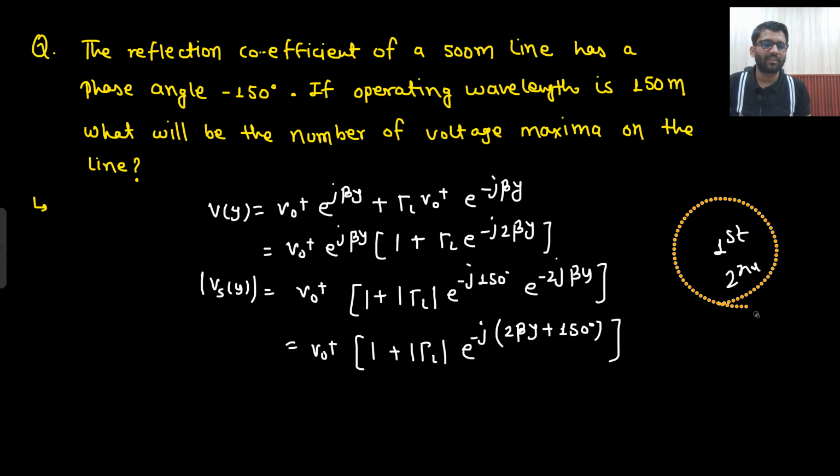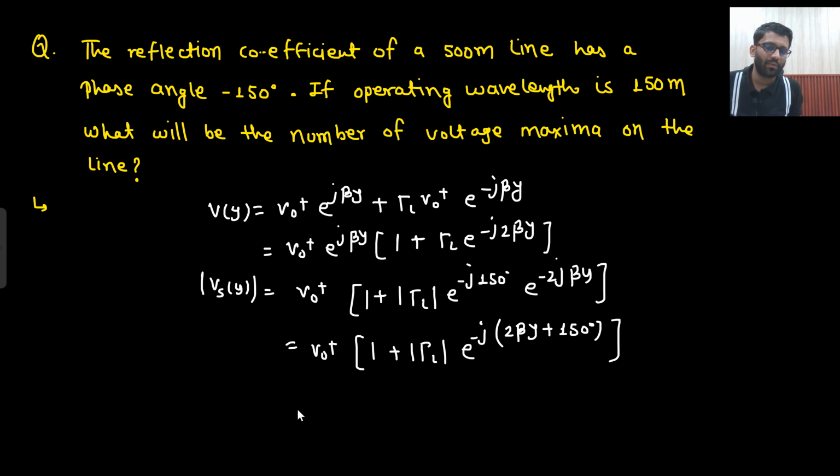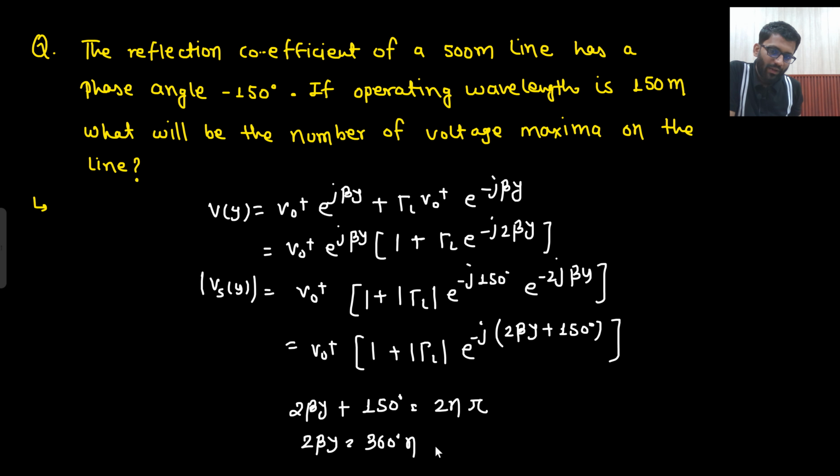So what will be my first voltage maxima? For that, I need 2 beta y plus 150 degree to be equal to 2n pi. n equals 0 will not be accepted. From here I can see it, because 2 beta y is equal to 2n pi, where 2 pi is 360 degree, into n, minus 150 degree. If I put n equals 0, then the y value will be negative, so n equals 0 is not accepted. So I need to put n equals 1.